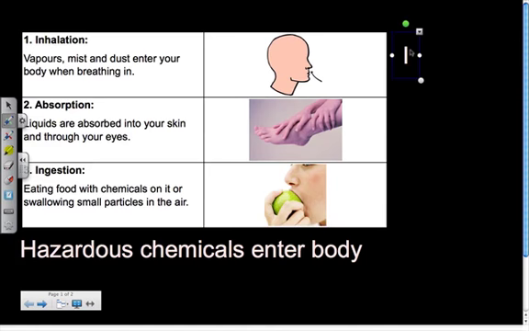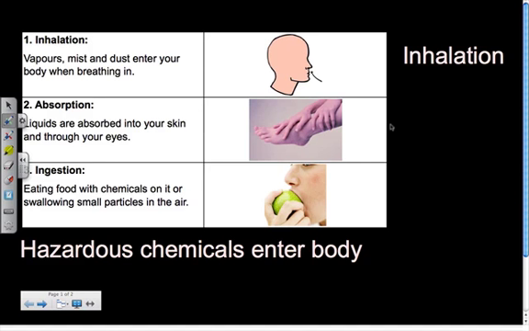The first, you can see to the left, is inhalation. That just means we breathe in the vapors. And you might inhale things like dust, gas, fumes, vapor, or mist. A prime example of this is when you're at the gas pump at a gas station and you can smell the gasoline, but you're breathing in those vapors.